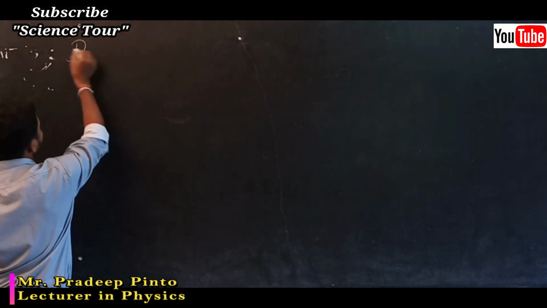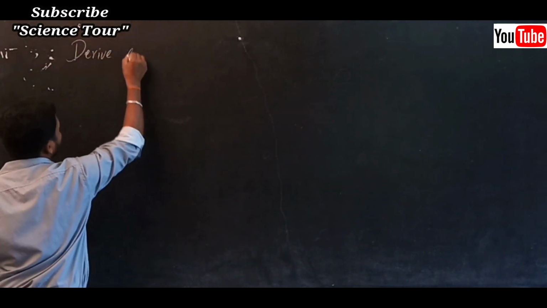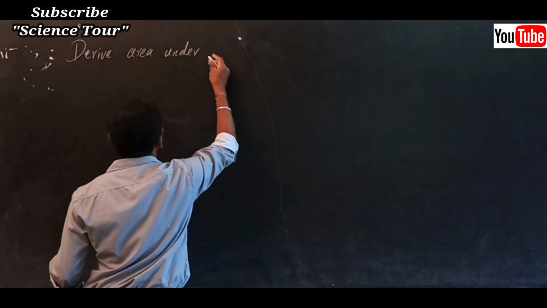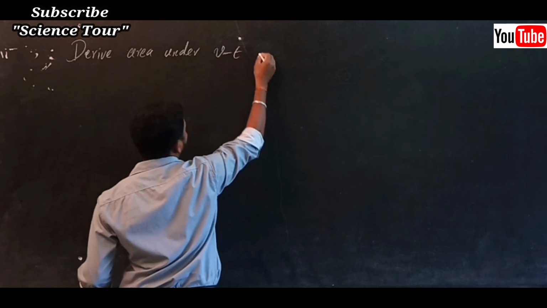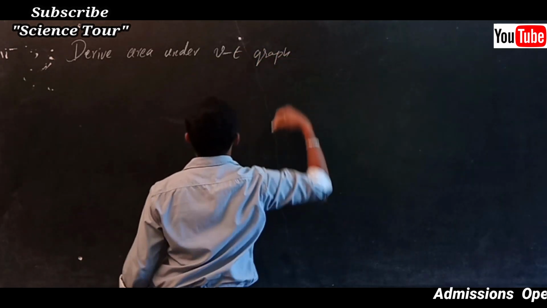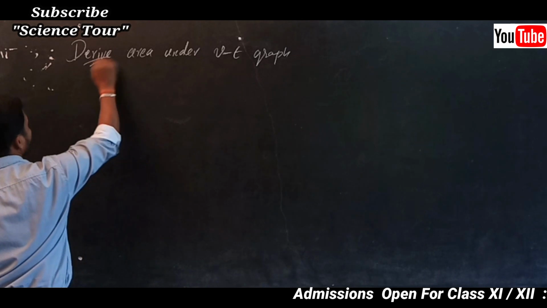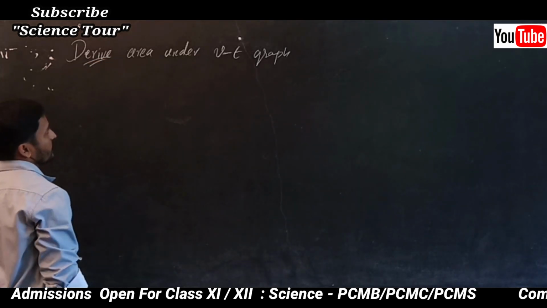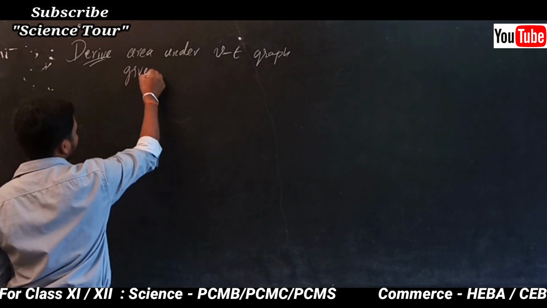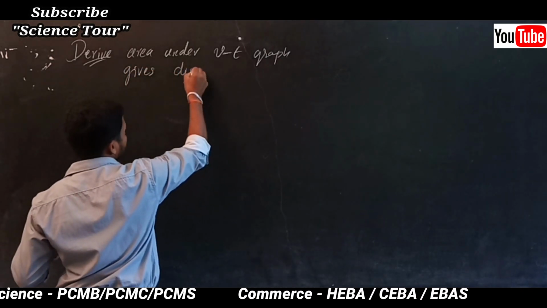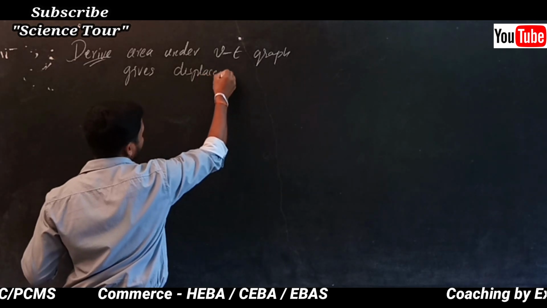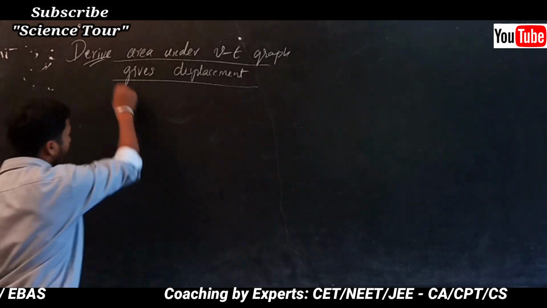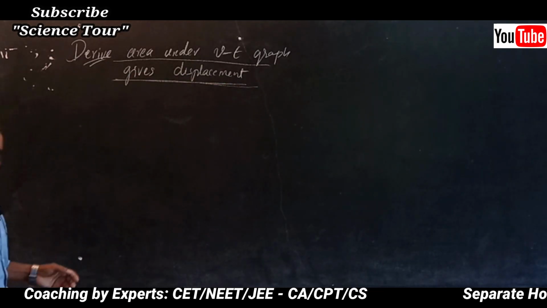Derive the expression for area under the vt graph gives displacement. Derive that area under the vt graph gives displacement.